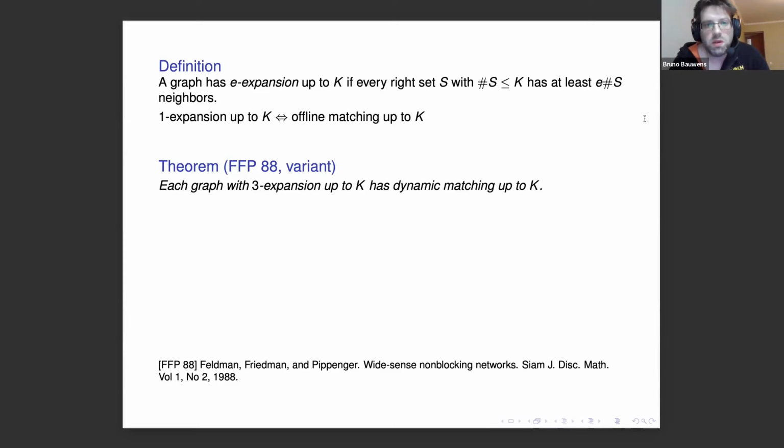But there is a problem with this theorem, because the dynamic matching algorithm runs in time exponential in n. To be precise, it is n choose k, so up to polylog n. That's very bad. And so they ask for a polynomial time algorithm. Can we relate expansion to dynamic matching with a polynomial time matching strategy? And we did something better. We have polylog n time. So we improve their result double exponentially.